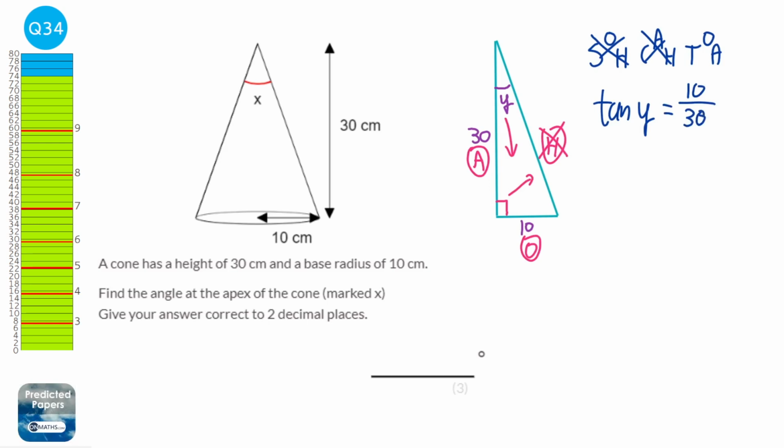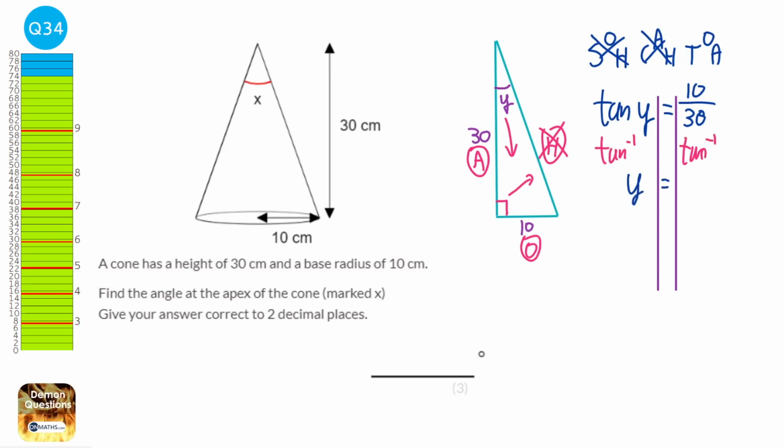And so tan, so we're going to inverse tan both sides, so we're going to have to solve this. So let's get my lines in, and we're going to inverse tan both sides. So that will just leave y on the left hand side, and then we need to find out what the inverse tan of a third is. And the inverse tan of a third is 18.434 blah blah blah.